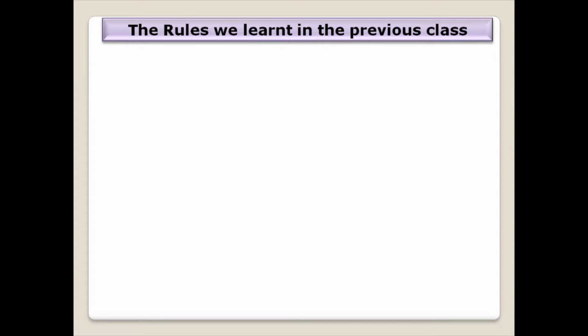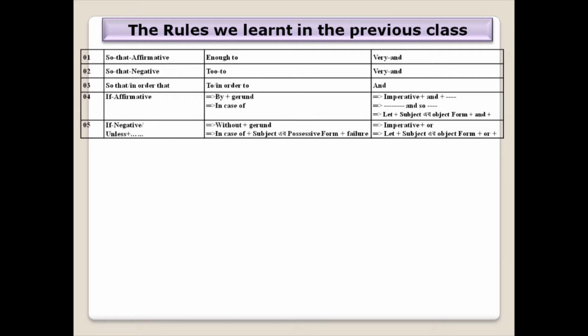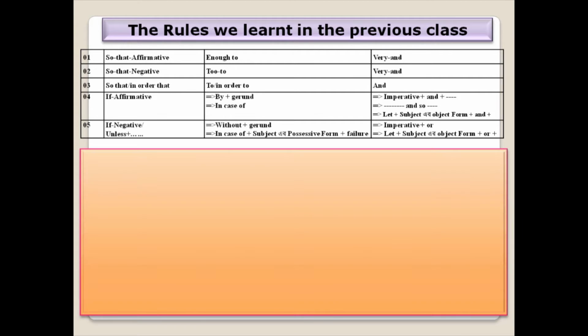The rules we learned in the previous class. We learned 5 rules in the previous class. First one, so that plus affirmative in complex, you will have to use an up to in simple and very followed by and in compound.